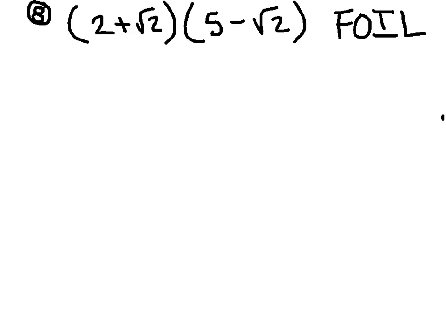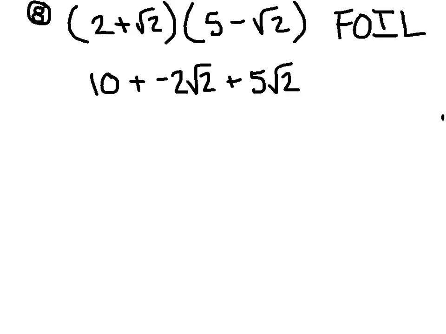Let's see. First times first gave me 10. Outside gave me negative 2 radical 2. Inside gave me positive 5 radical 2. And last times last here gave me negative radical 4. Now, that last term, when I said radical 4, you could have skipped that part and just said that's a minus 2 right there for that last term. You can go as fast or slow on that as you want.